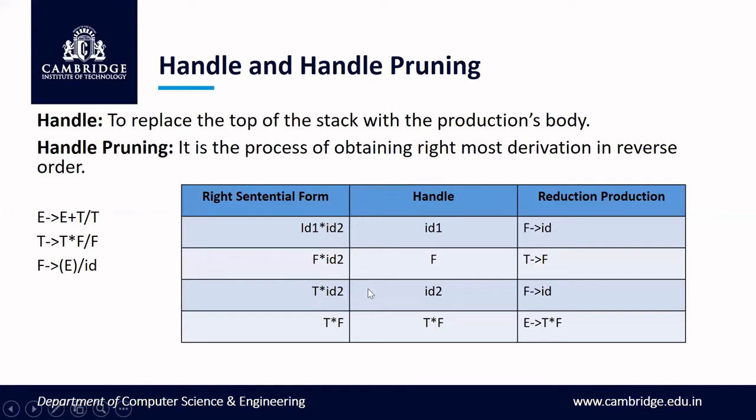So in the previous slide, I was telling you the reduce operation is to replace the handle with the RHS. Fine. So what exactly is a handle? Handle is to replace the top of the stack with the production's body, the substring. The substring of the actual input string is replaced with the production body. That is the LHS of the production is called the handle. And the entire process is called handle pruning.